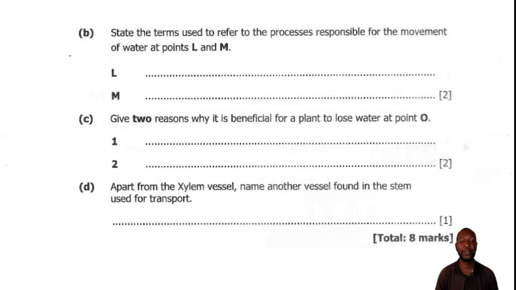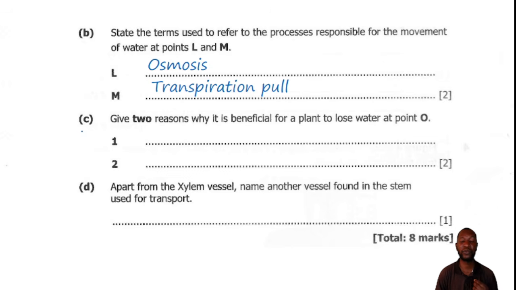Part B. State the term used to refer to the process responsible for the movement of water at points L and M. At L, water moves by osmosis. At M, water moves in the xylem vessels by transpiration pull. These were the answers to part B.